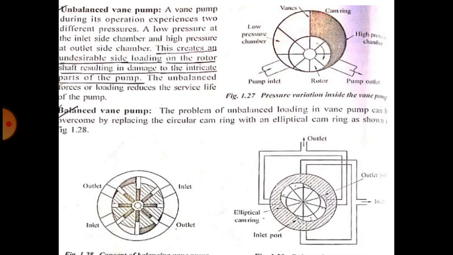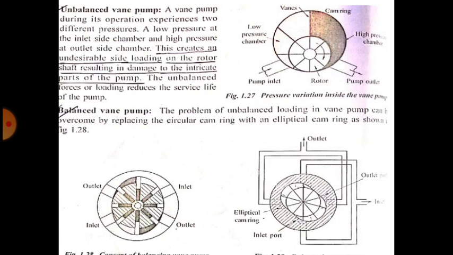In the balanced vane type, there are two inlets and two outlets. The inlets are opposite to each other, and the outlets are opposite to each other. Both are connected to the same pipe again. Suction is connected to the two inlets, and discharge is connected again to the same line.